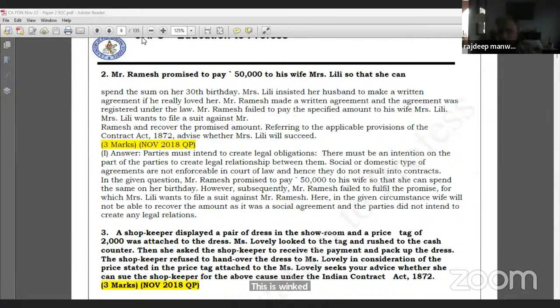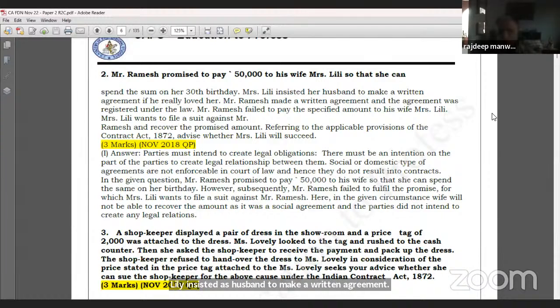What was the agreement all about? Mr. Ramesh promised to pay 50,000 to his wife, Mrs. Lily. So the agreement was whether he had to pay 50,000 or whether he loved her, something like that, sir. Because in the second line, Mrs. Lily insisted the husband make a written agreement, if he really loved her. So this is natural love and affection. If he really loved her, that's why he wrote it and gave it to her.